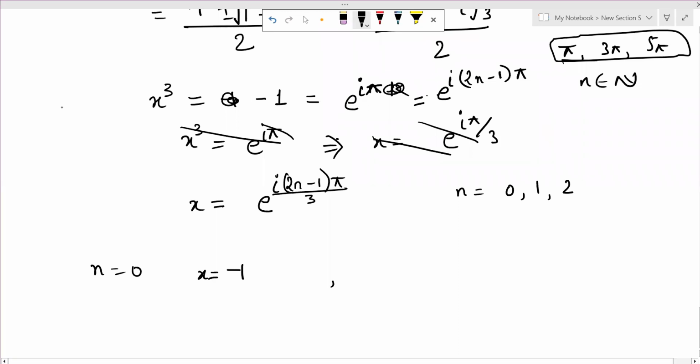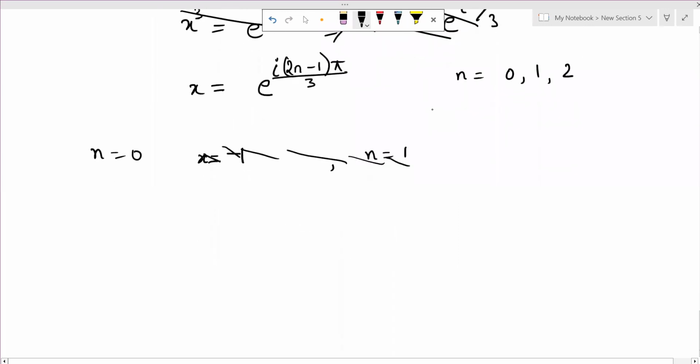At n equal to 1, what is the value? You should tell me this. These are the computations. I just want to show you the roots of this polynomial. At n equal to 0, x is equal to e to the power minus i pi by 3. Oh yeah, agreed, the denominator is also 3. Sorry. So n is equal to 0. Okay, correct this computation, whatever this is. So x is equal to e to the power minus i pi by 3.